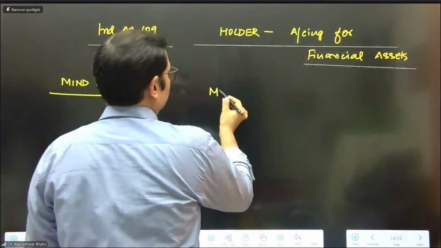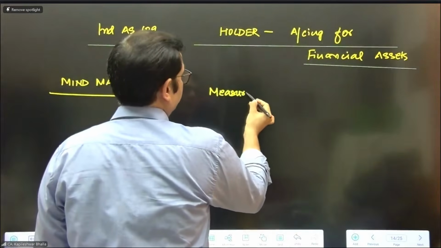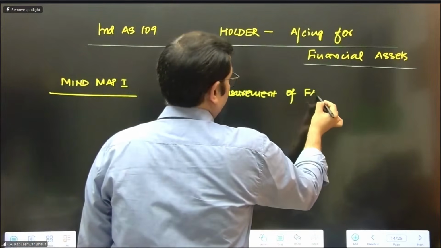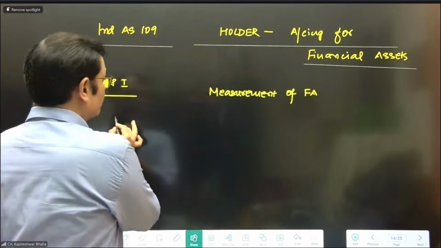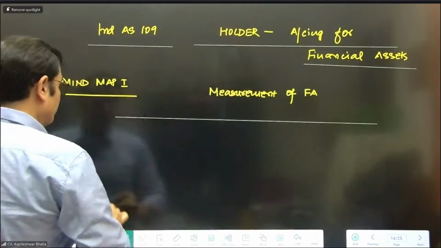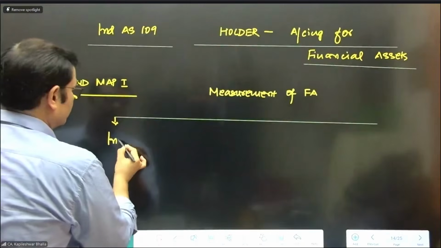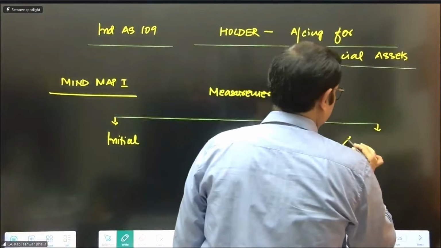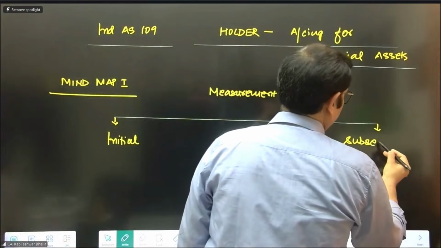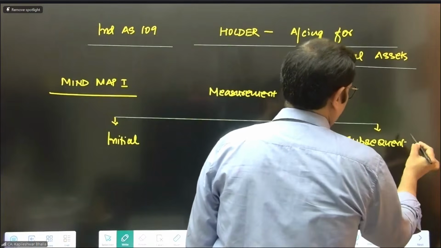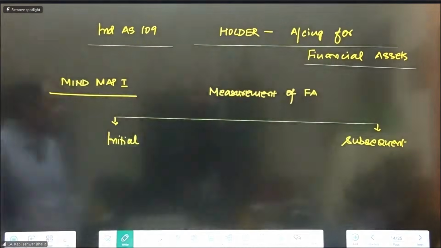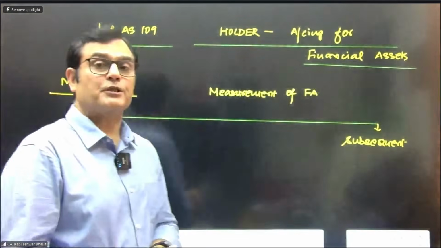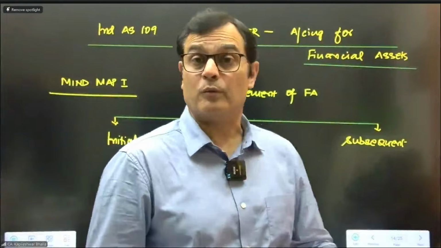So when you look at the measurement of financial assets, it can be segregated into two parts, initial as well as subsequent. Subsequent, of course, means at each balance sheet date. Initial means when you recognize it for the first time in the books of accounts. Now, you would easily recall that initial measurement of all the financial assets is always at fair value.